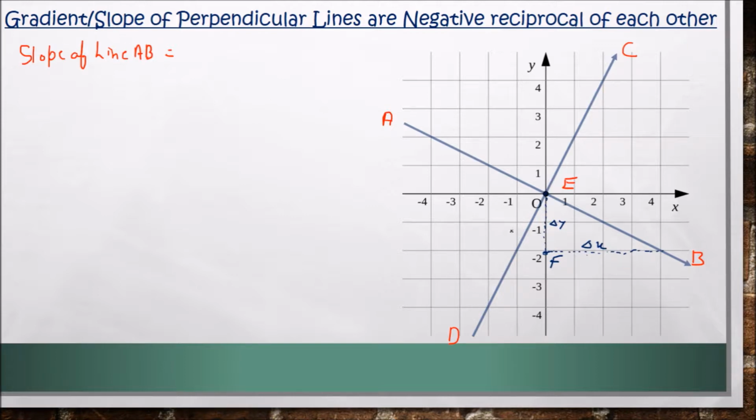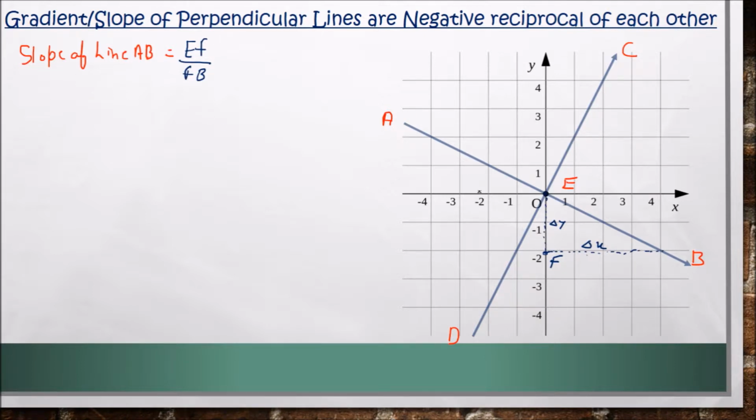So our gradient will be change in y, which is EF, divided by our change in x, which is FB. This point is B. So FB. Okay, so what about the gradient of our line CD?